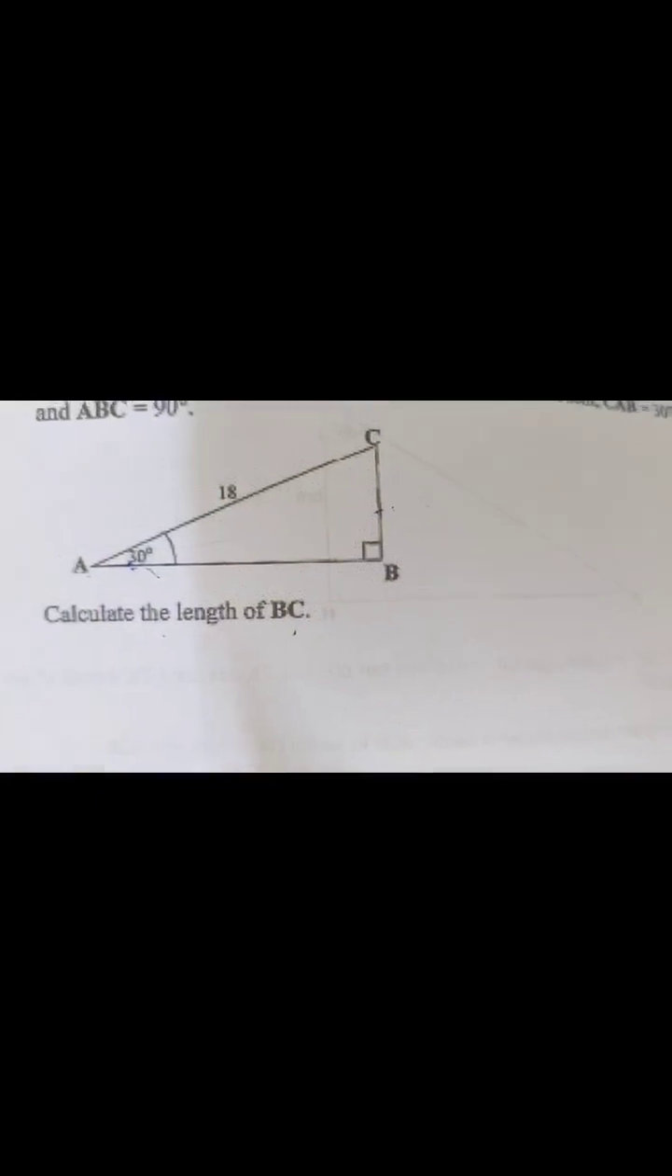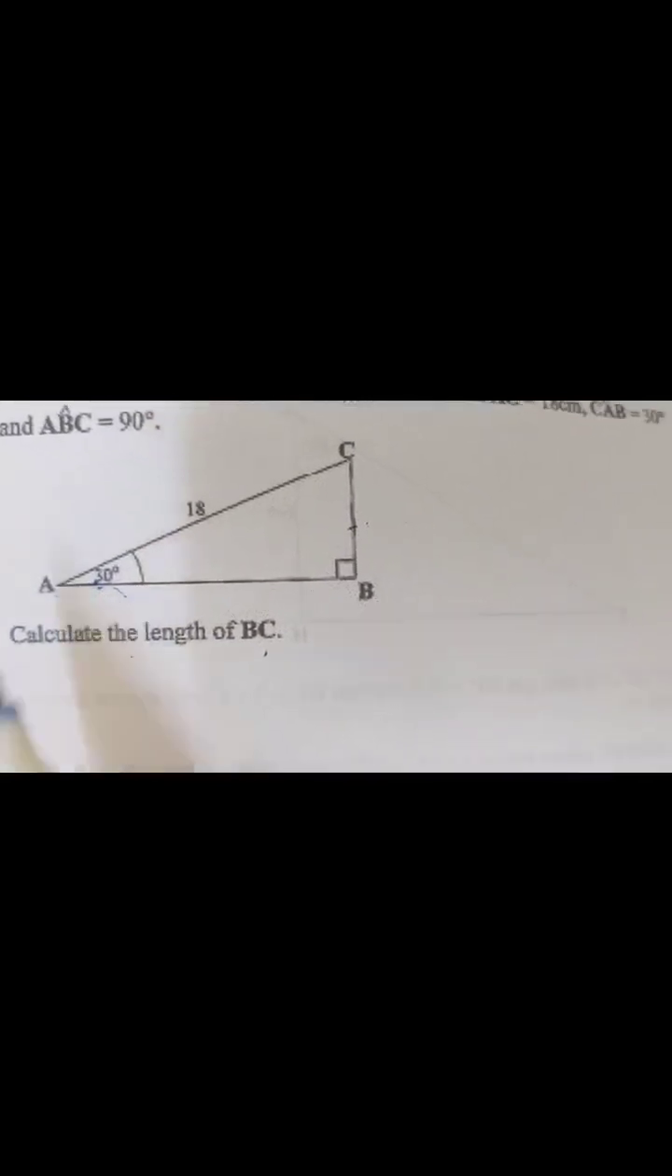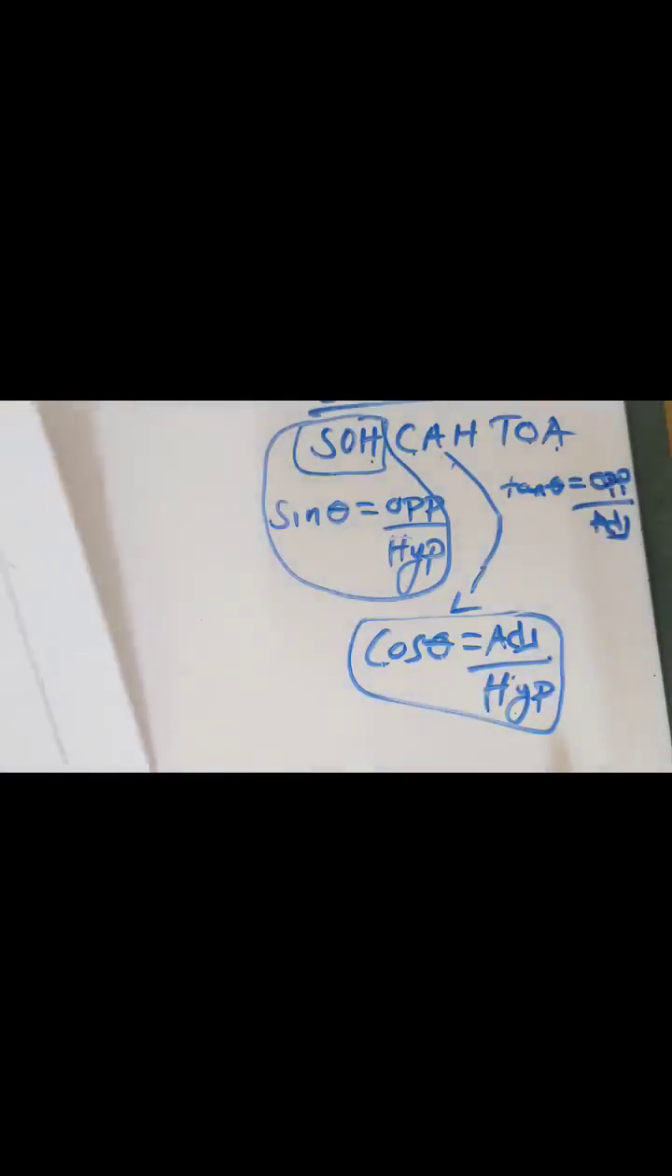Let's check out on cos 30 is equal to adjacent over hypotenuse. Cos 30 is equal to what? Adjacent over hypotenuse. So we don't have this, we don't have this. So how can you find? You can't find. So now let's use what? Sine 30. Let's use sine 30, okay. So let's use sine.